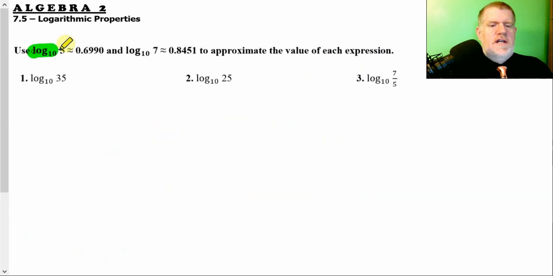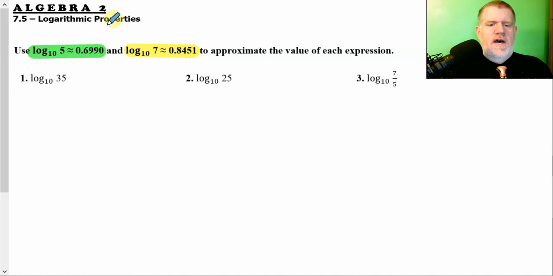So I'm pretending that I've looked these numbers up already. I've gone to my logarithmic table and discovered that if I look up 5, its log base 10 is 0.6990, which means 10 raised to the 0.699 is about 5. Remember, it's not exact. That's why I have little wavy lines there. It's approximately true. 10 raised to the 0.8451 is about 7. Okay. Let's use those facts and figure out the log base 10 of 35.